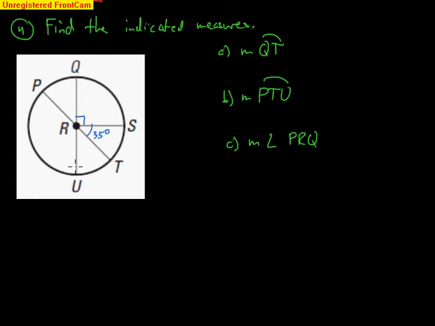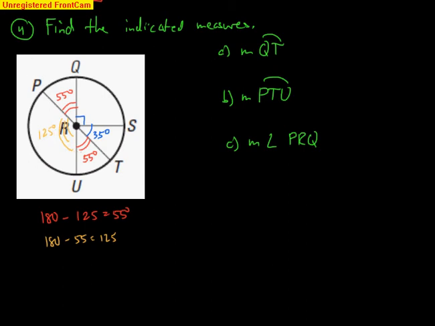QSU is a half circle because QU is a diameter. So to find this angle right here, I'm going to take 180 minus 90 and 35, which is 55 degrees. This angle is vertical with PRQ, 55 degrees. And then the last one, I'll put it in orange. I'll put 3 marks for it. This one right here, you have a diameter, which makes a semicircle. So it's going to be 180 minus 55, which is 125 degrees.